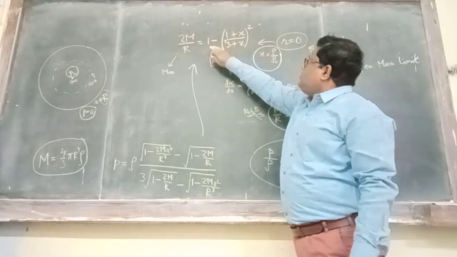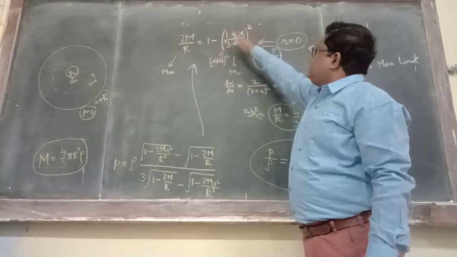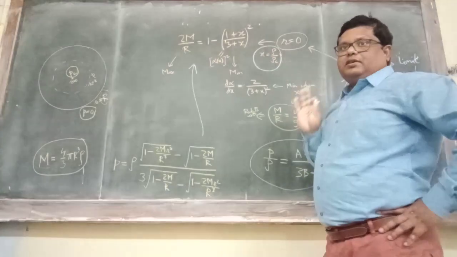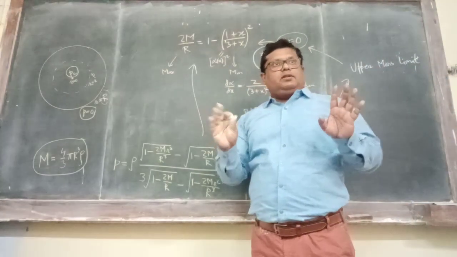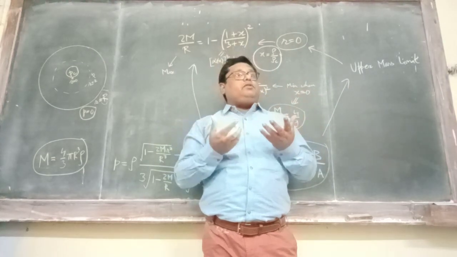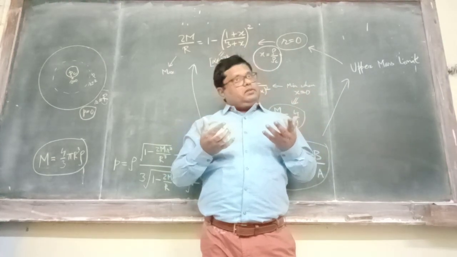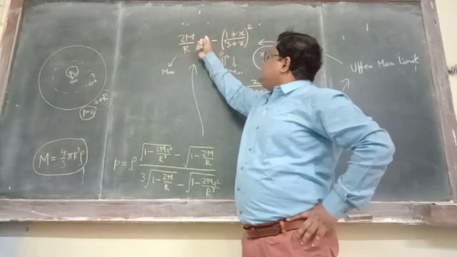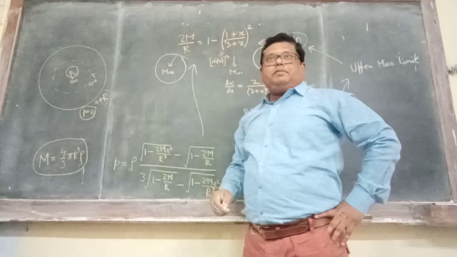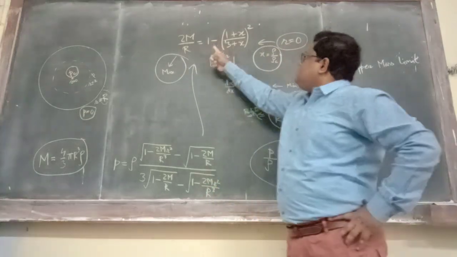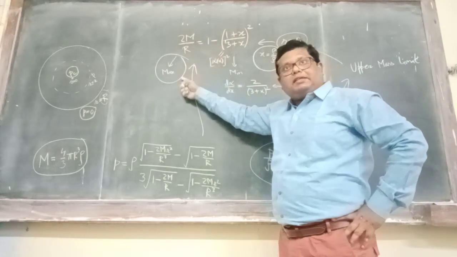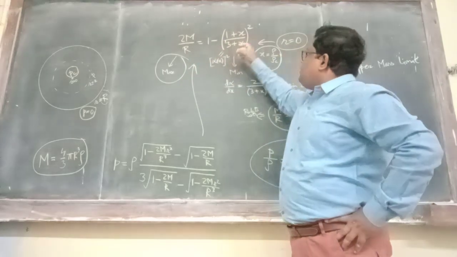2m by r equal to 1 minus some form over here. And this is the x. X is equal to rho by rho C. Now see what we want. We want to find the maximum value of mass. Right? That means we want this part to be maximum. Now this part is equal to 1 minus something. So this part will be maximum only when this part will be minimum.